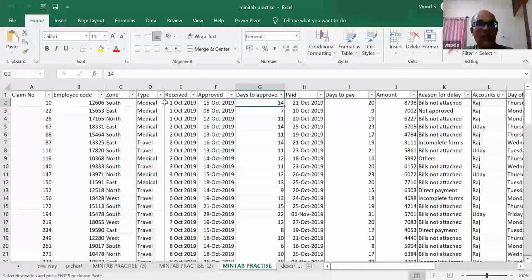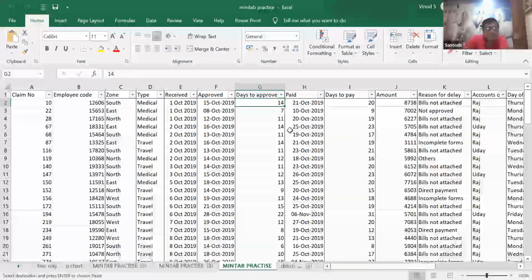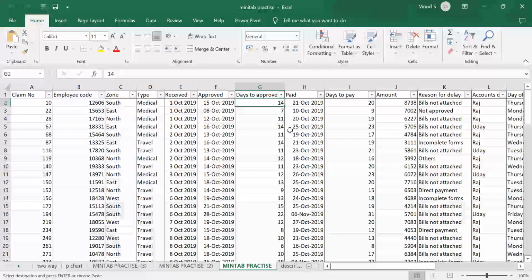The first bill is a medical bill, submitted by an employee belonging to the South zone, and it is approved by the authority. On 1st October it is received, and on 15th October it is approved. So how many days are there? 14 days, right?